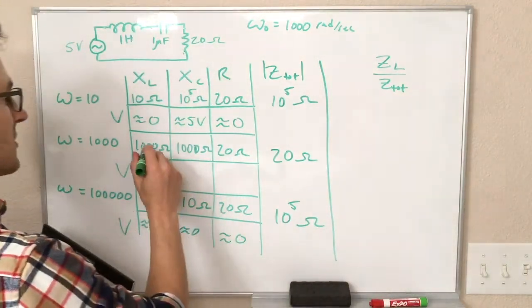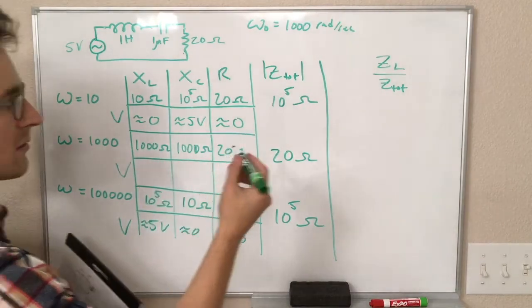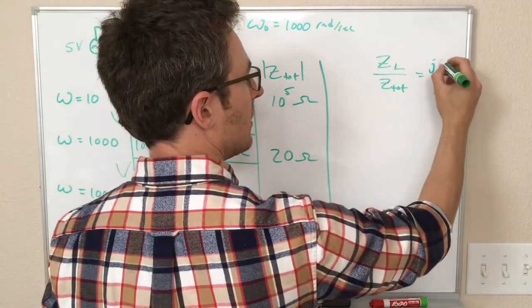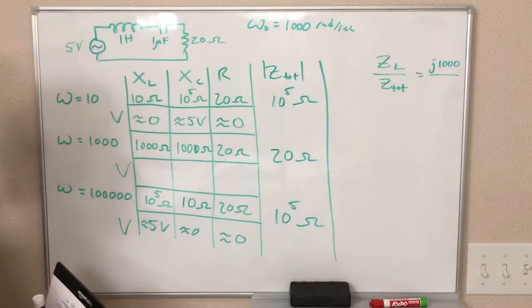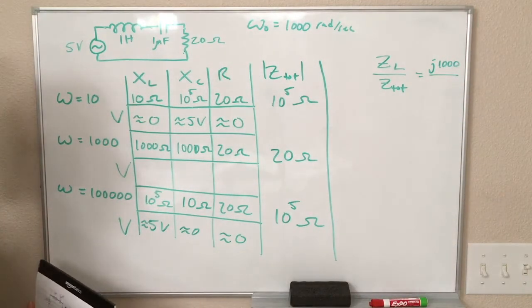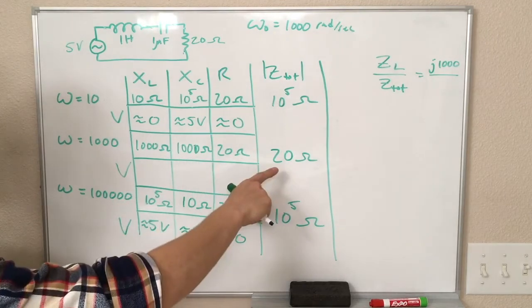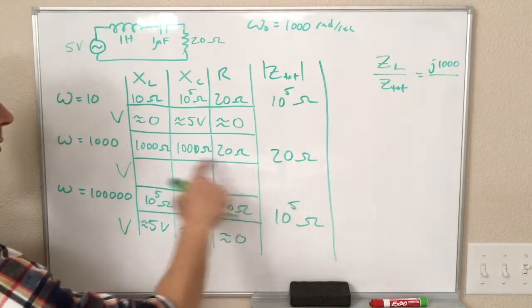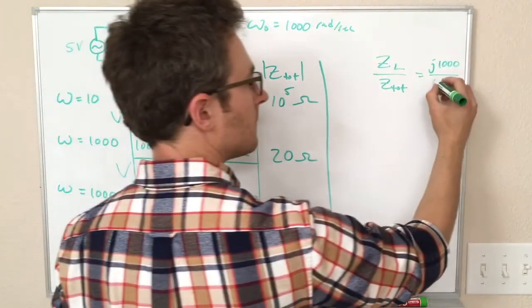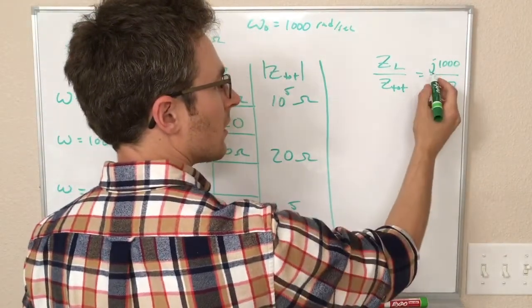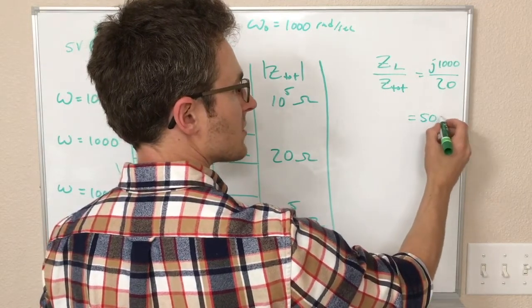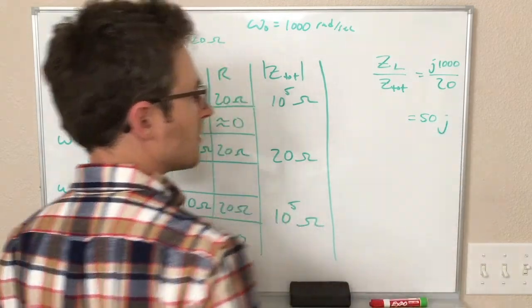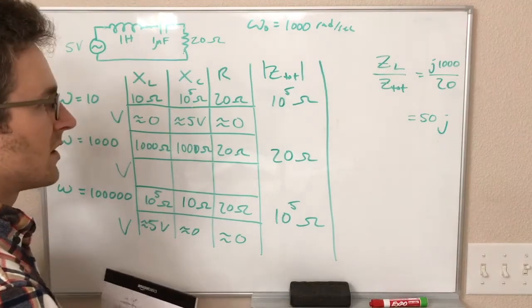So ZL is 1,000, I guess this is really J times 1,000. We might as well keep our units, or keep our complex variables. Z total is equal to 20 ohms, right? Because these two exactly cancel out. So here, 1,000 over 20 is going to give me 50. So this equals 50 times J. The J is just telling us the phase here.